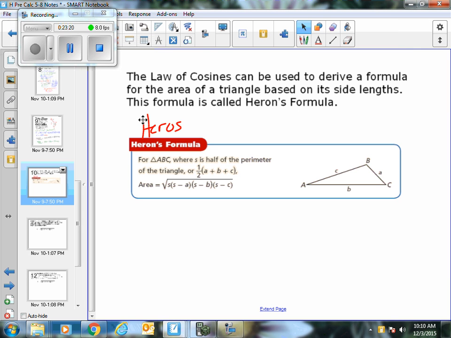I think it goes back to the Greek mathematician's name and kind of how that's changed over the years, but Heron's is how our book refers to it as well. And it uses something called the semi-perimeter, which is a wonderful, wonderful thing. So we just talk about this idea of a semi-perimeter.